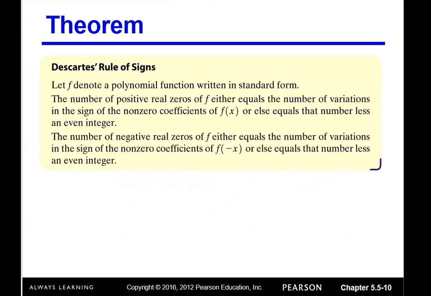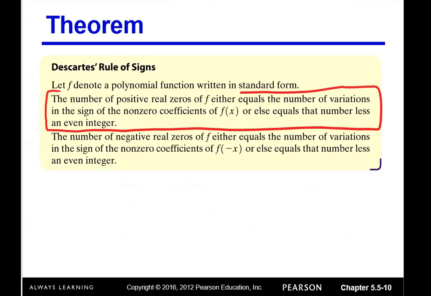There's 2 pieces to this. This one right here, which says the number of positive real zeros of f either equals the number of variations in the sign of the non-zero coefficients of f of x, or else equals that number less than an even integer. Yeah, that makes a lot of sense.